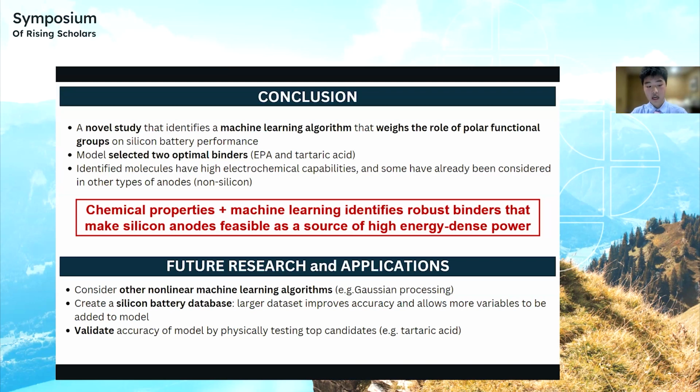For future research, I would like to test other nonlinear models such as Gaussian processing, or improve my sample size through a silicon battery database. Finally, I plan to go into a lab this summer to validate the accuracy of my model by actually testing EPA and tartaric acid as a binder in these silicon batteries.